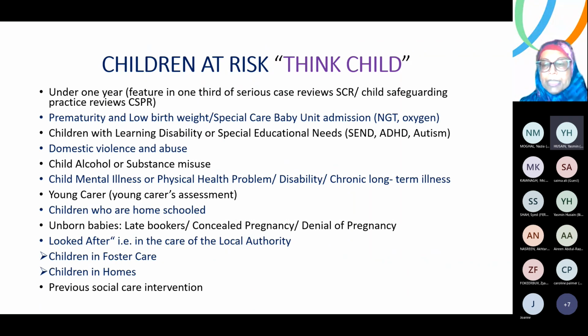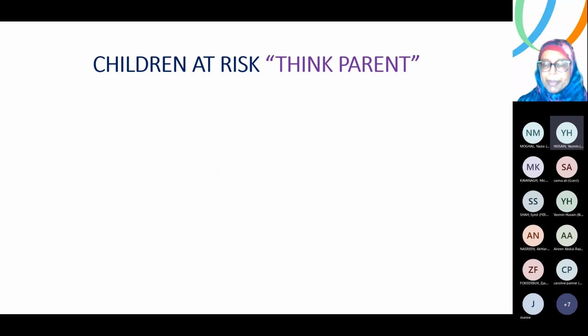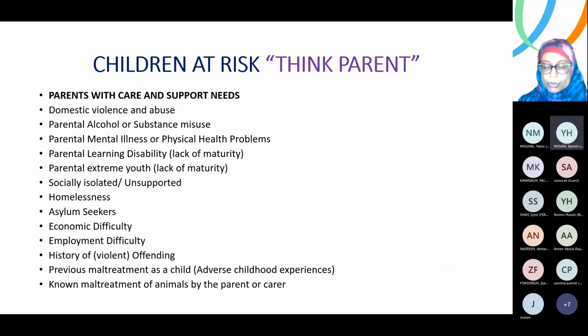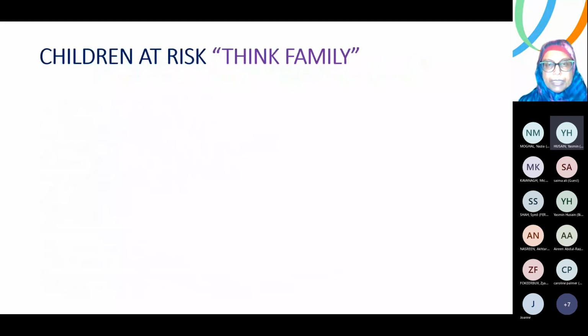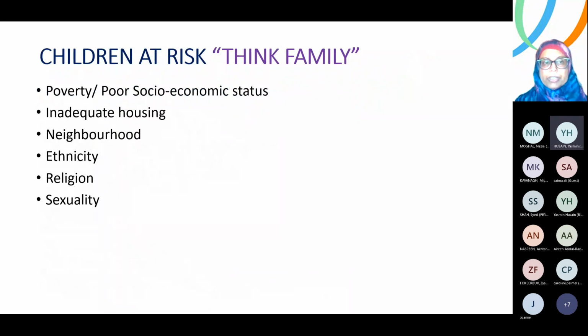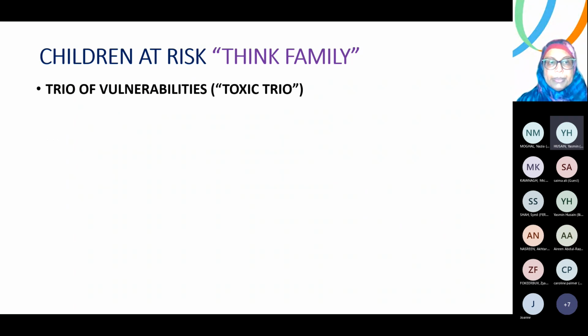I'm not going to go through all of them, but for example, being under 1 year old, having prematurity, having learning disability, special needs, all these kind of things. And then we think about the parents. What factors in the parents would make us worry about the children? Obviously, if a parent has care and support needs, because if somebody is having to look after that parent, who is helping them look after the children? And other factors there, as you can see. And then think family. What factors are the family sitting within? Poverty, dampness, overcrowding, their neighbourhood, their ethnicity, religion, or sexuality that might make them, for example, exposed to, say, a homophobic attack, for example.